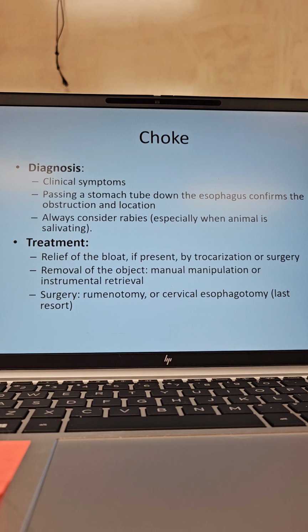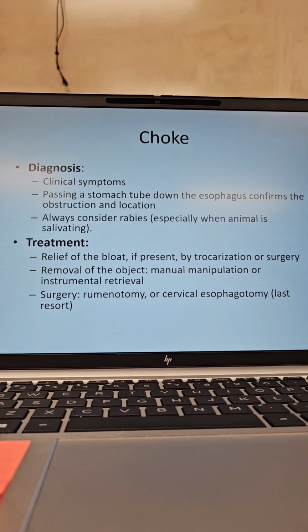Then you're going to need to remove that object. You can do it, if possible, if it's close enough, by manual manipulation. This is pushing on the throat and trying to get that object to move up and come out of the mouth. Or instrumental retrieval. You can take some tongs, and depending on where it is, you can reach down there, grab it, and pull it out. Be very careful with that so you don't do any damage.